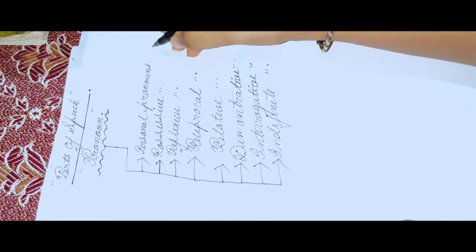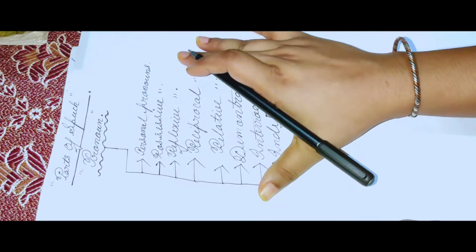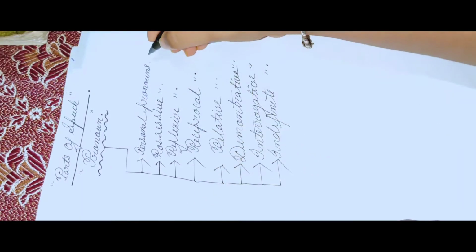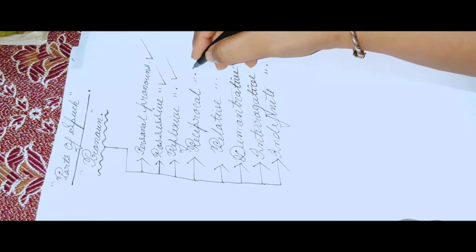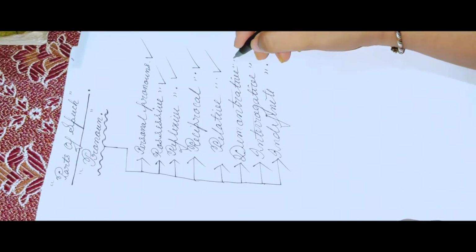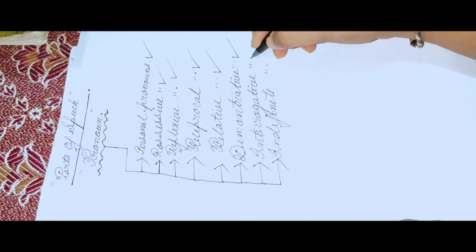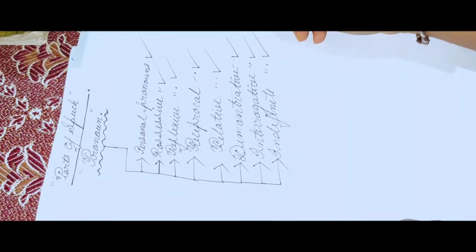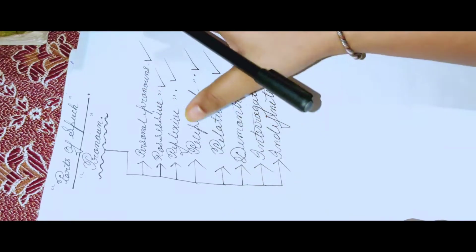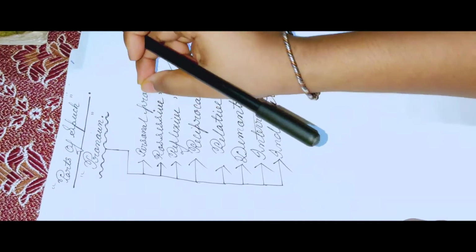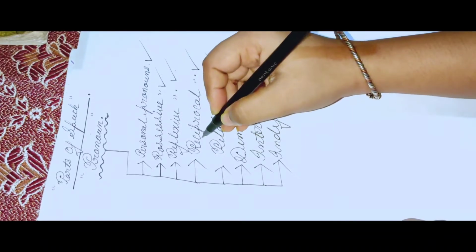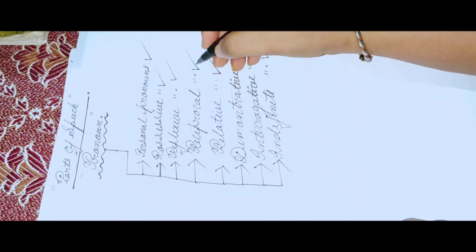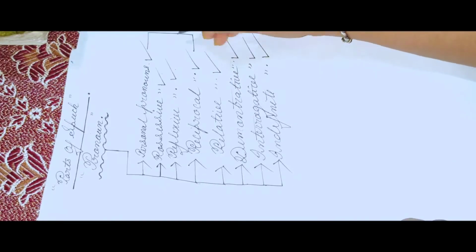So here I have written the 8 types of pronouns. You can see first one personal pronouns, then possessive pronouns, then reflexive pronouns, then reciprocal pronouns, then relative pronouns, then demonstrative pronouns, then interrogative pronouns, and the last one, indefinite pronouns. But today in my video I shall explain the first 4 types of pronouns, that is personal pronouns, possessive pronouns, reflexive pronouns, and reciprocal pronouns.